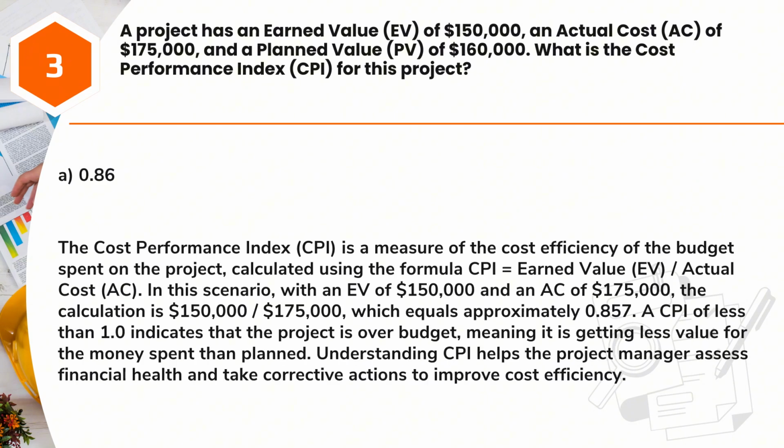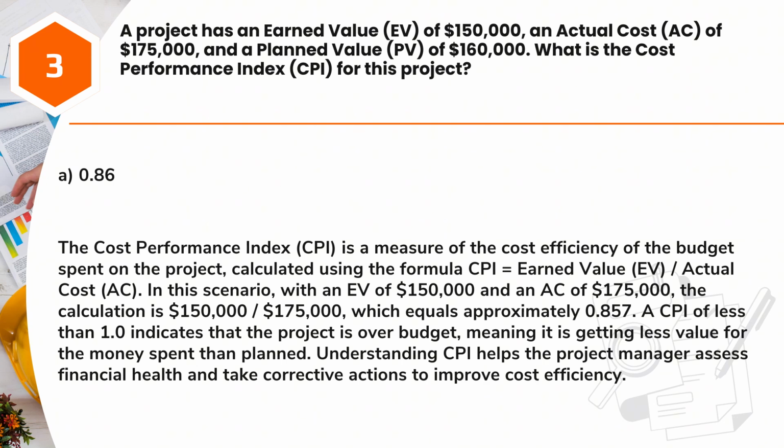Answer: A. 0.86. The Cost Performance Index, CPI, is a measure of the cost efficiency of the budget spent on the project, calculated using the formula CPI equals earned value, EV, divided by actual cost, AC. In this scenario, with an EV of $150,000 and an AC of $175,000, the calculation is $150,000 / $175,000, which equals approximately 0.857.